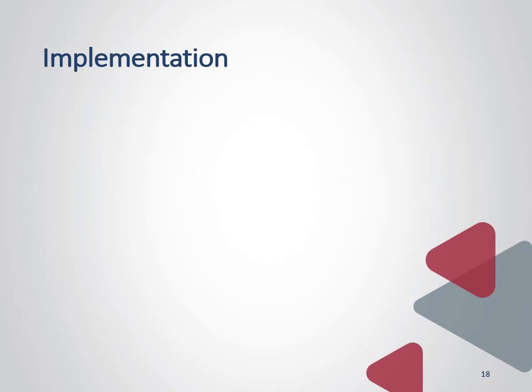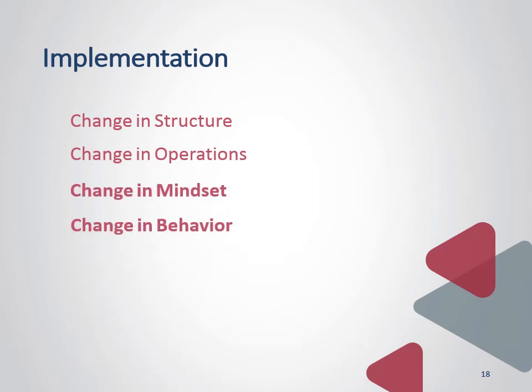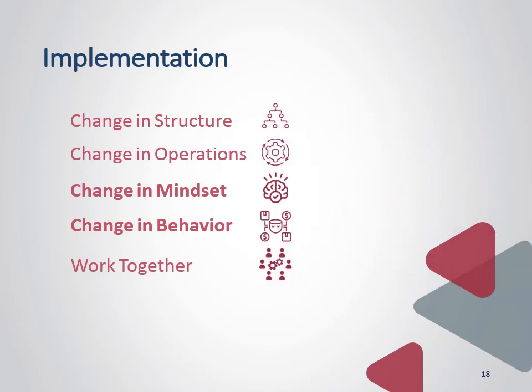Now let's move on to the implementation of this framework. For implementation of this new approach, a change in structure and a change in operations is required within the supply chains. But along with this, a more crucial aspect is changing the mindset and changing the behaviors of people. If the mindset and behavior is not changed to demand chain management, then we cannot have a sustainable supply or demand chain. It is also important to realize that organizations have to work together to ensure a smooth and efficient demand chain. People need to see examples and learn to implement this view in their organizations.